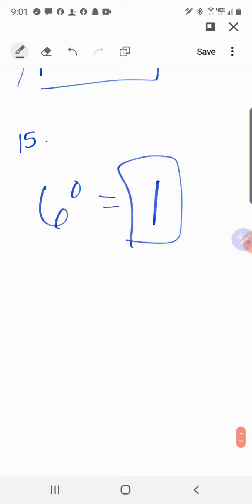15. Anything to the 0 power is 1. So 6 to the 0 is 1. Remember that anything to the 0 power is 1. That's a law of exponents. You need to remember that. By remembering that, you're going to be great. So 15, your answer is 1.